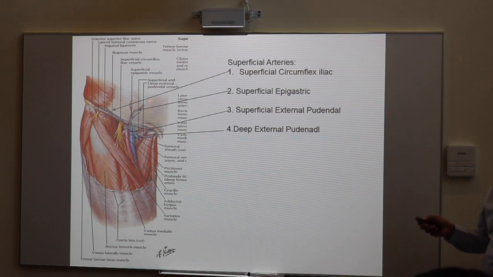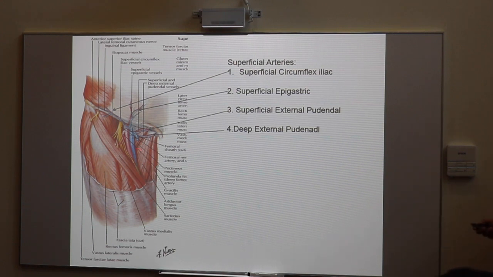going towards the umbilicus. The third one is called the superficial external pudendal, which is coming from the femoral and going towards the groin. And the fourth one is called deep external pudendal, that is also going towards the groin. So these are the four superficial branches of the femoral artery.